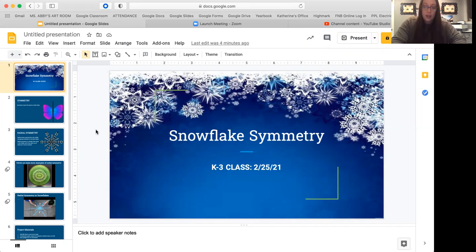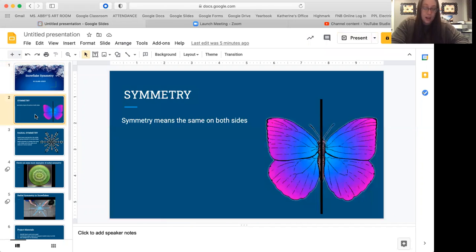So in our lesson PowerPoint slide for today, if you go to the next slide, is the word symmetry. When we say symmetry, most often people think of a butterfly, right? Symmetry means the same on both sides. So if you have a butterfly like I do right here, if you draw a line right down the middle of it, this side, if you fold it over like a sandwich, would be the exact same as this side, right? They're the same, they're symmetrical. So that is where the word symmetry comes from. It means the same on both sides.